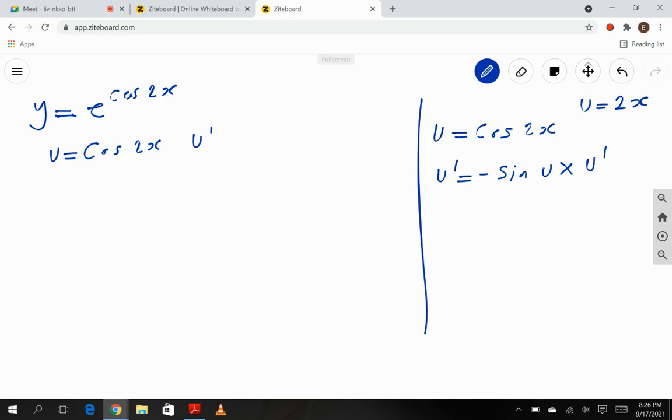So that's why I've chosen to do it separately, so that we don't make mistakes. So then what we are going to do is minus sine 2x times what? Now you want to ask yourself, for this u prime, the 2x, what will be the derivative? It's going to be 2, isn't it? So then you're going to multiply by 2. So meaning now what we're going to have is negative 2 sine 2x.